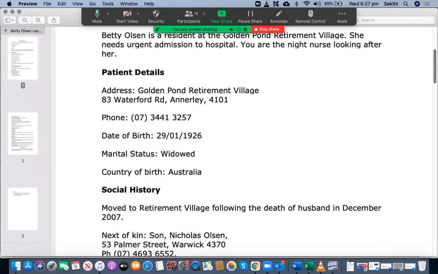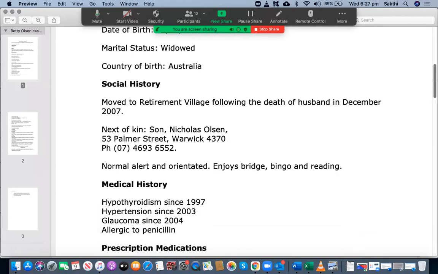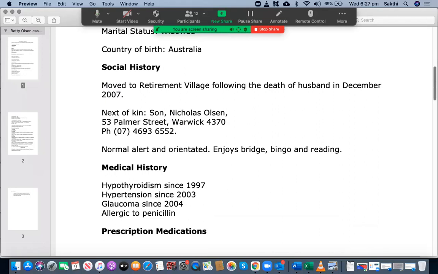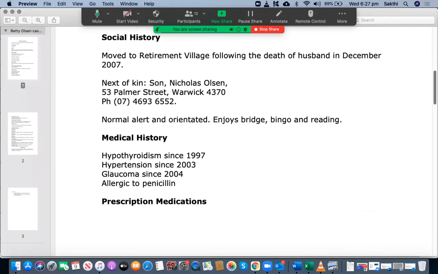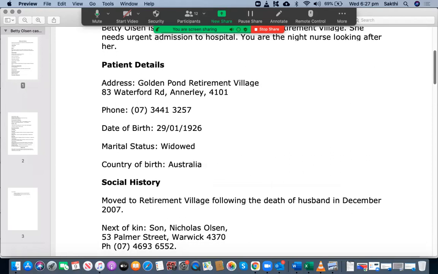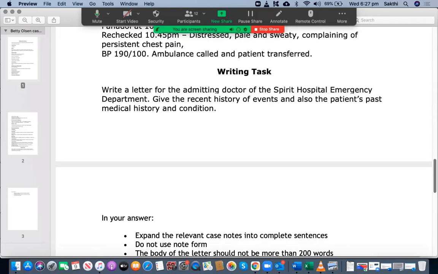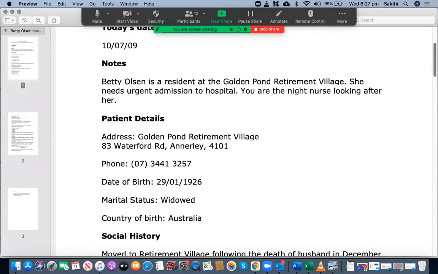That's a phone number. That's a date of birth. Marital status widowed. Country of birth Australia. Moved to the retirement village following the death of her husband in December 2007. Next of kin: son Nicholas Olsen, 53 Palmer Street, Warwick 4370. Phone. Normally alert and oriented. Enjoys bridge and bingo, reading. Okay, let me go through that: recent history of events and the patient's past medical history and condition.